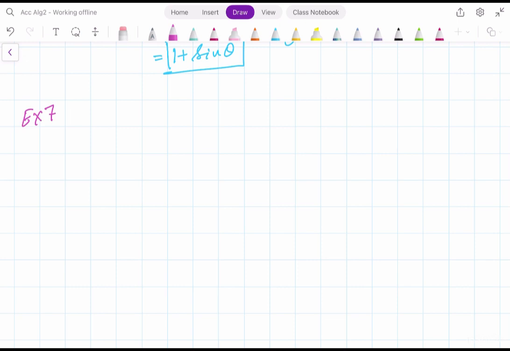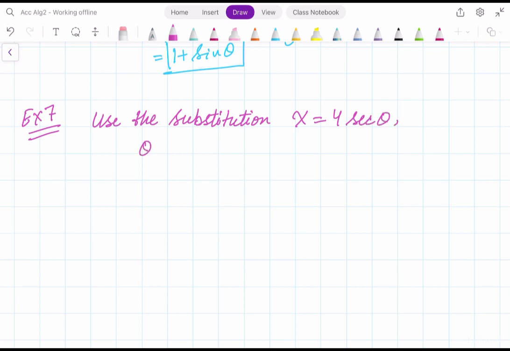Okay, this time, let's see. Now they want to use a substitution. They have already given you the substitution, what you need to substitute. And the substitution is x equals 4 secant theta. So it implies if there is any x, replace that with 4 secant theta, provided theta is greater than 0 but less than pi over 2. And they are asking us to rewrite radical of x squared minus 16.